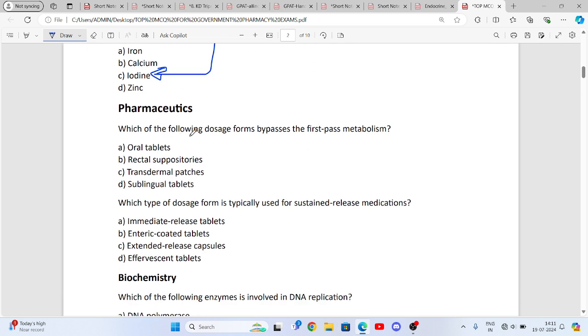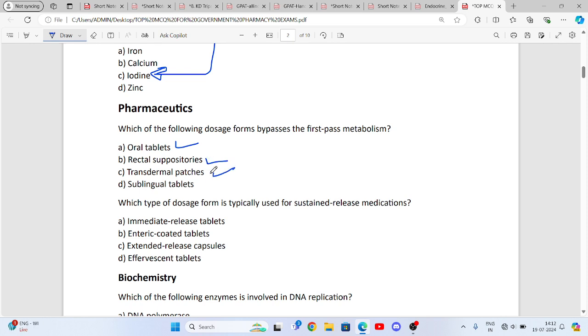Next, we have pharmaceutics. So the first question is, which of the following dosage forms can bypass first pass metabolism? First pass metabolism is basically when your liver metabolizes your drug and makes it less bioavailable. So oral tablets undergo high first pass metabolism. Rectal suppositories show erratic absorption. That means they may or may not show first pass metabolism.